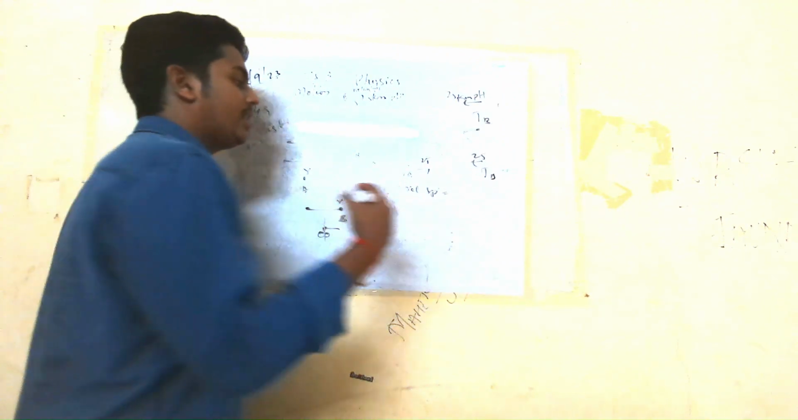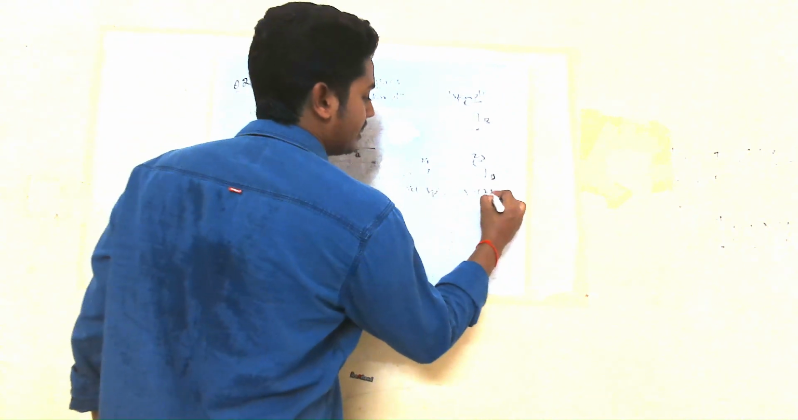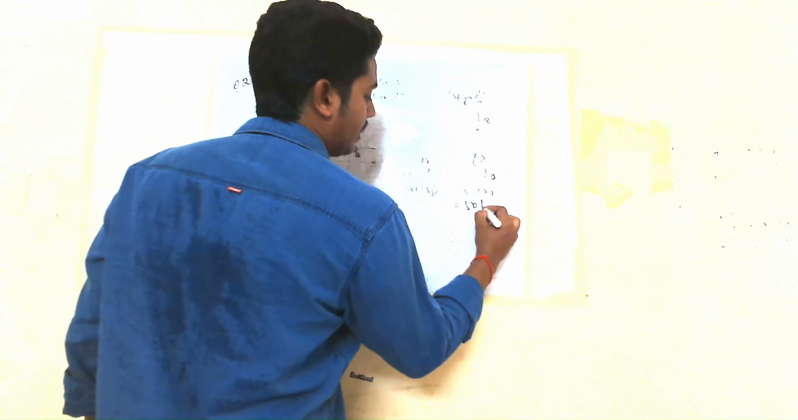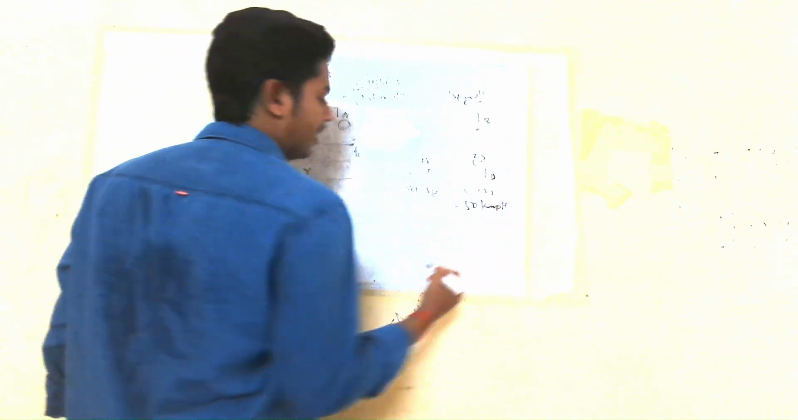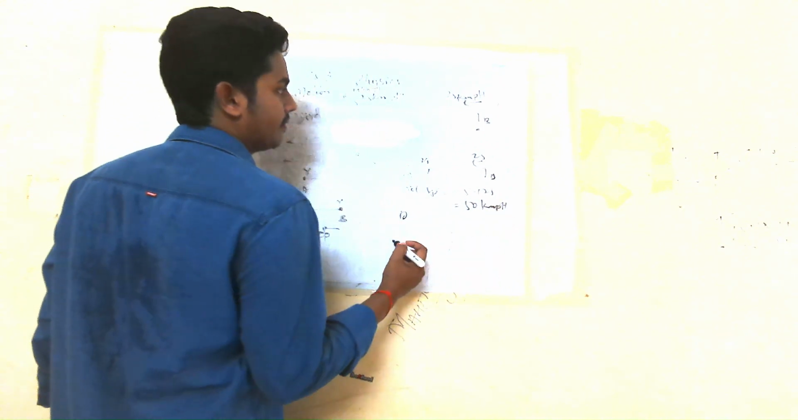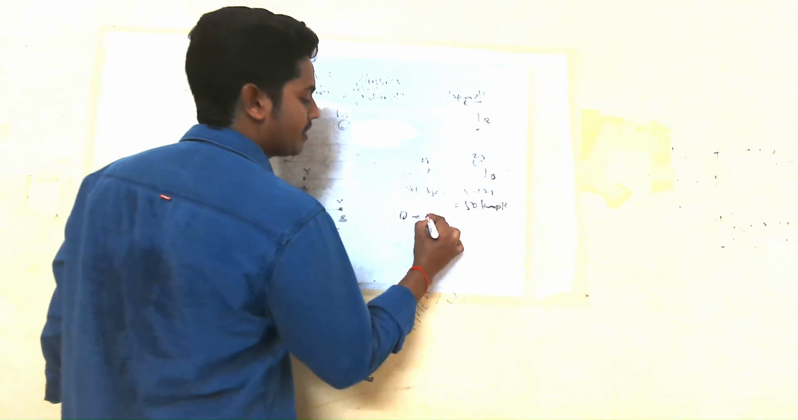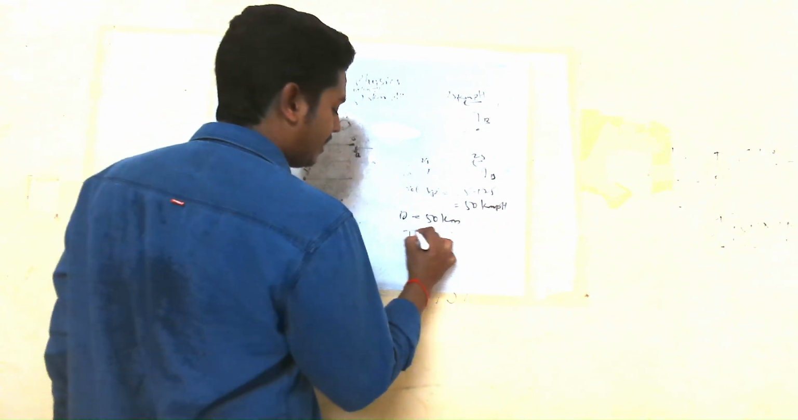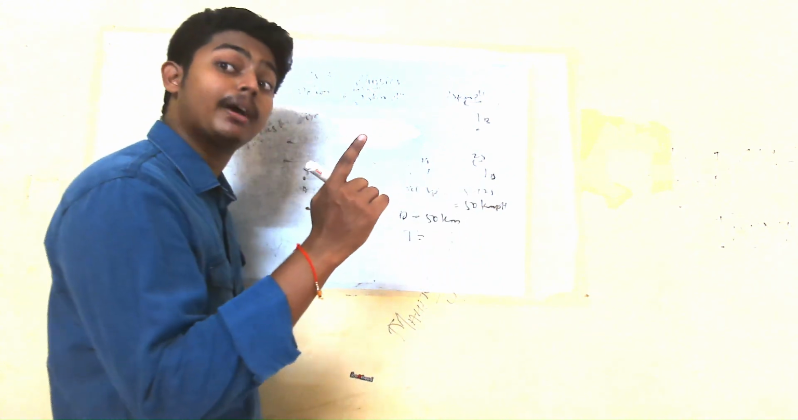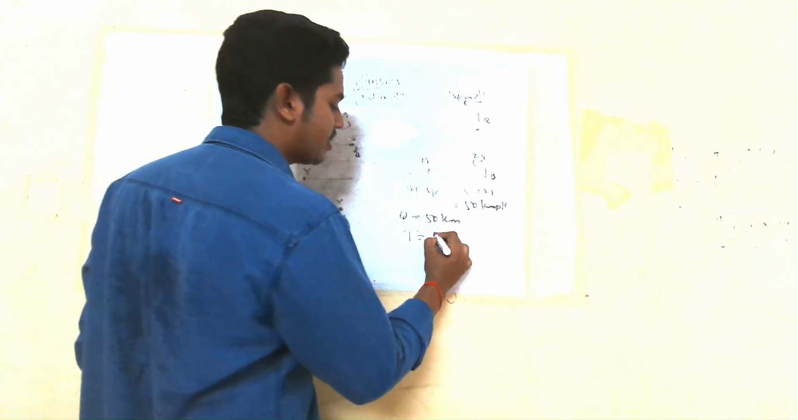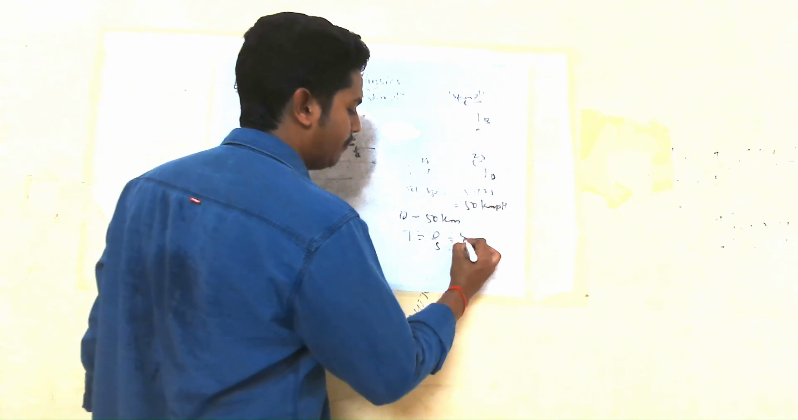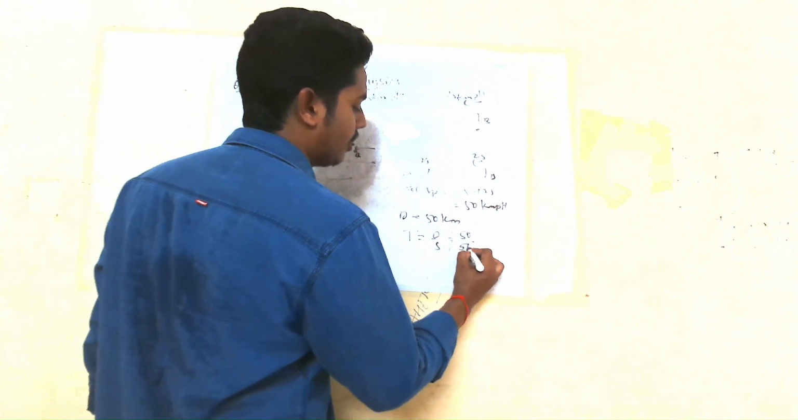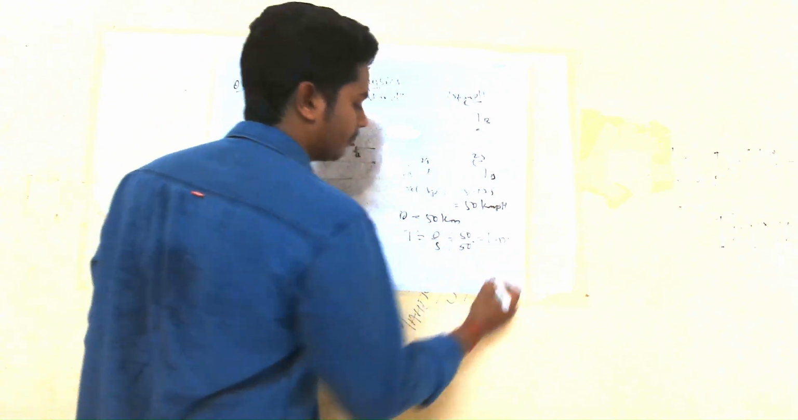Okay, now look at this problem. The relative velocity is equal to 25 plus 25, that is 50 km per hour. Now what is the distance? The total distance between them is 50 kilometers. So the time taken by the two trains to meet is distance by speed, right? 50 kilometers by 50 km per hour is 1 hour.